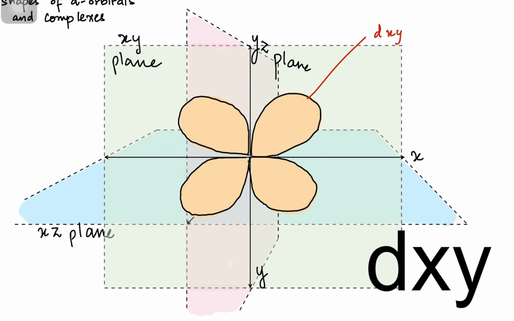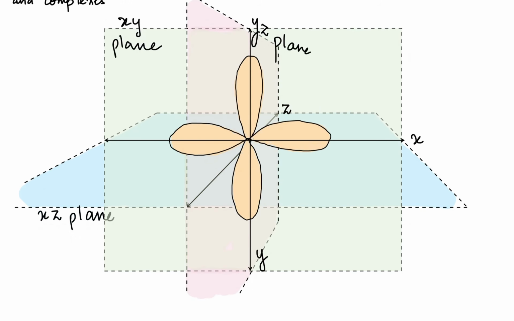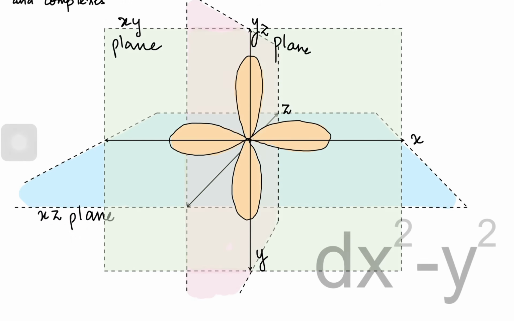Then now you can imagine the 3D XY orbital, which has again 4 lobes, and these 4 lobes are present between the X and Y axes. Or you can also say it is present on the XY plane. The other 2 orbitals are present on the axis.